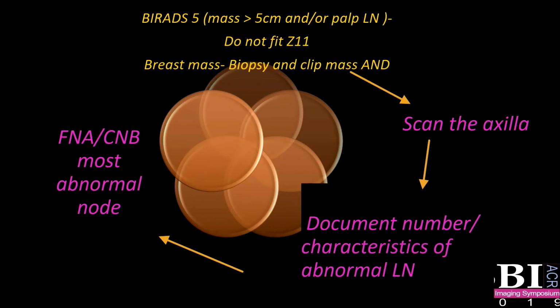Okay, so we know how to treat patients who are going to get neoadjuvant chemotherapy. But again, the challenge is when we see these patients, all we know is that there is a BI-RADS 5 mass, and we don't have any more information. So if you see a mass which is more than 5 centimeters, or we have the information that the patient has a palpable lymph node, and they do not fit the Z11 criteria, it's pretty simple. You'll biopsy the breast mass, put a clip in that mass, we'll go ahead and scan the axilla, we'll find the abnormal lymph nodes, and we'll do an FNA or core biopsy of the abnormal lymph nodes.